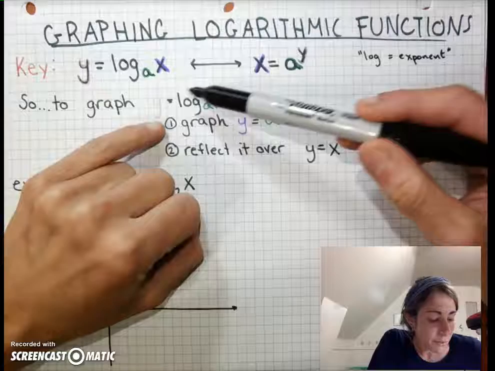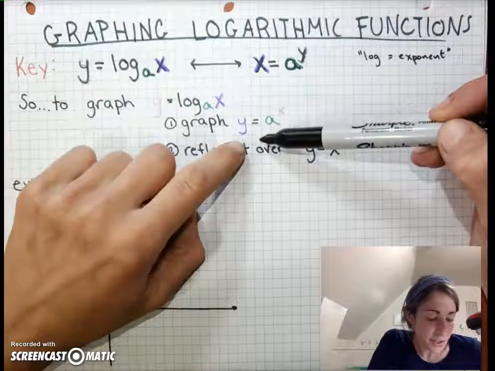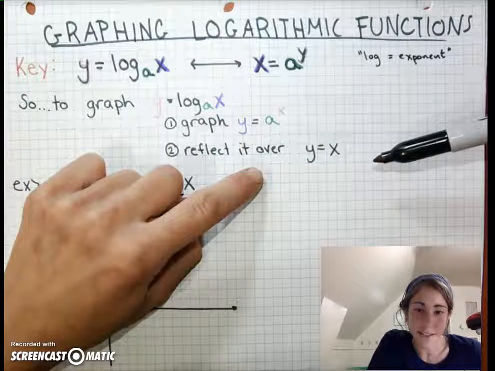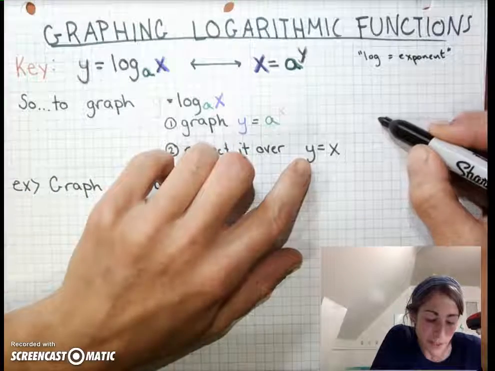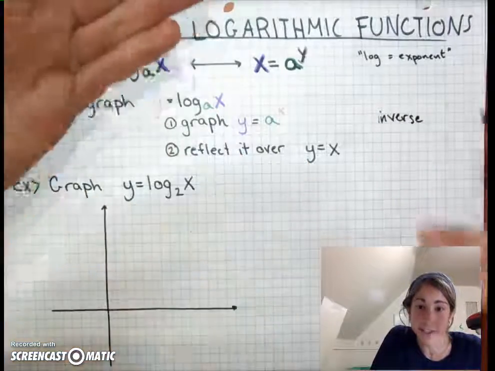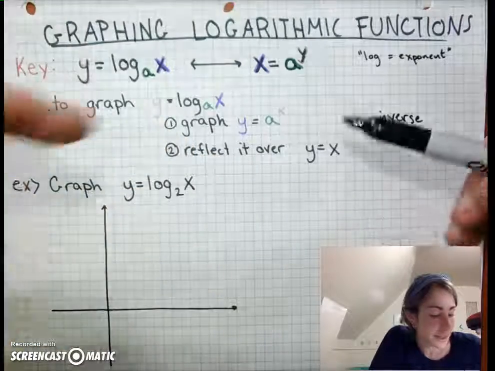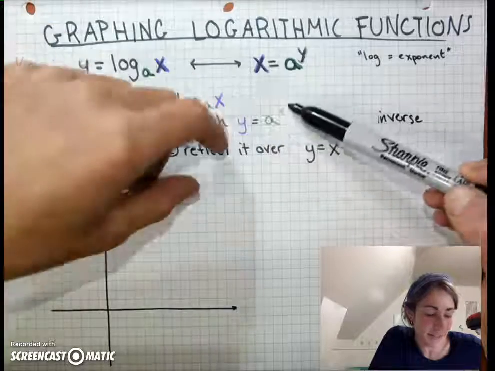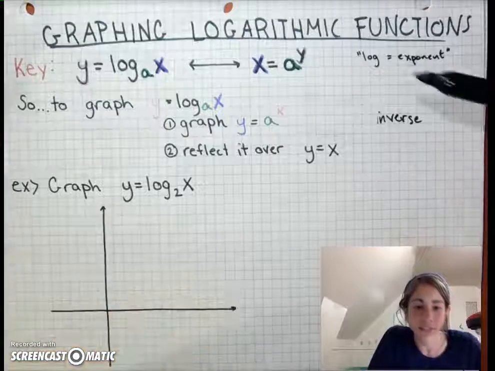So if we want to graph y equals log base a of x, that's our function, we're first going to graph y equals a to the x and then reflect it over y equals x. This should sound familiar from when we talked about inverse functions. The graph of the inverse of a function is just the reflection over y equals x. So basically we're saying the graph of log base a of x is the graph of the inverse of y equals a to the x. We'll make this more explicit in later videos.